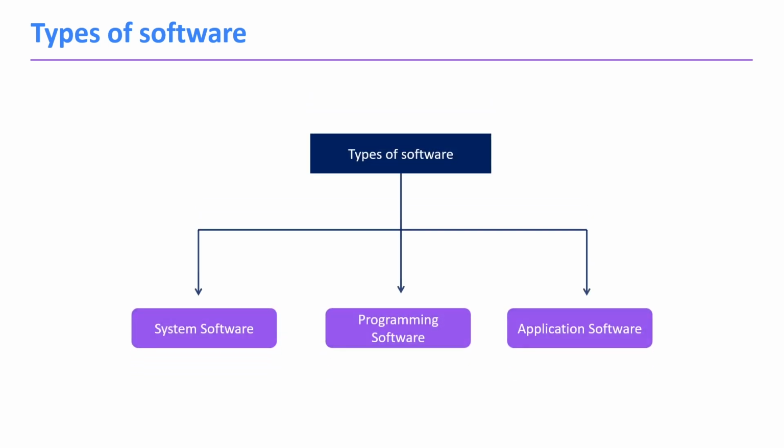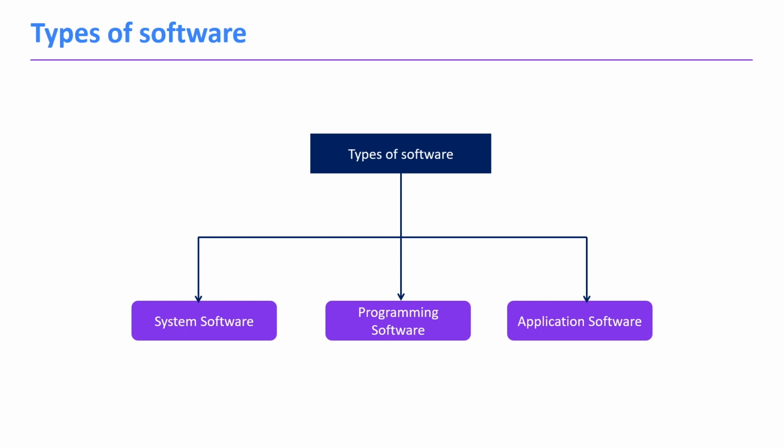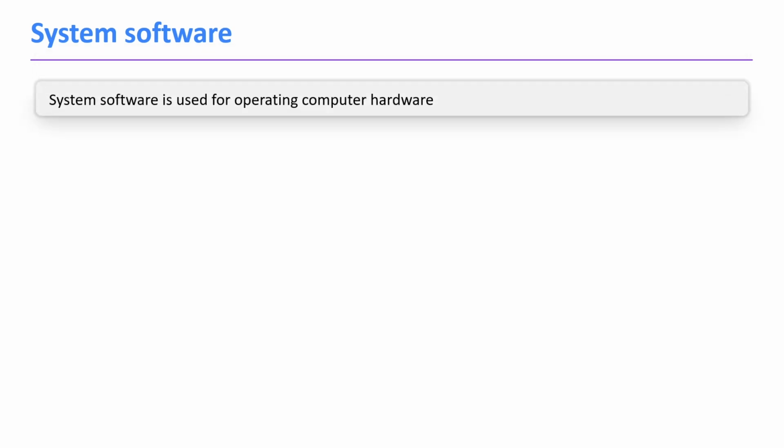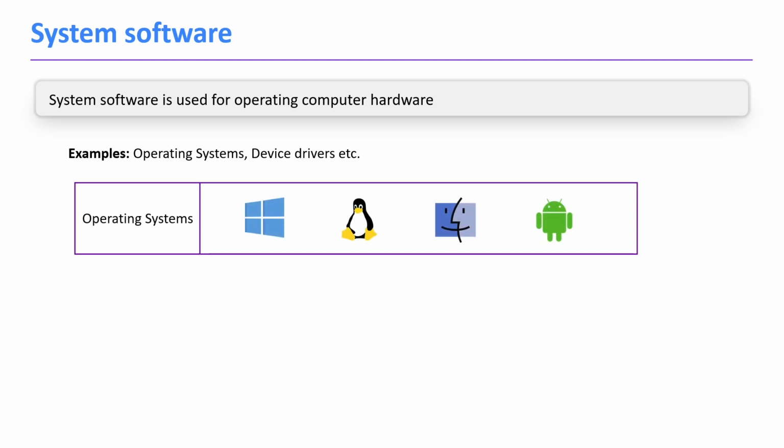Next, types of software. There are three types of software: system software, programming software, and application software. First is system software. System software is used for operating computer hardware. Examples of system software are operating systems, device drivers, etc. Operating systems like Windows, Linux, Mac OS, Android. So these are the operating systems.